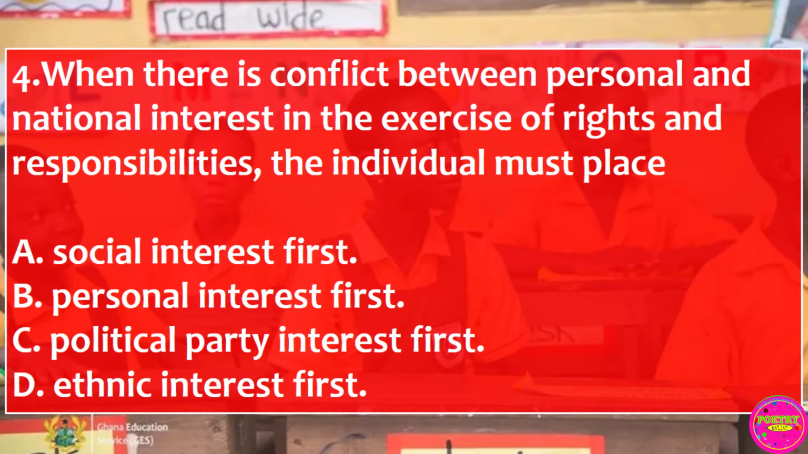Question 4. When there is conflict between personal and national interests in the exercise of rights and responsibilities, the individual must place A. Social interest first, B. Personal interest first, C. Political interest first, D. Ethnic interest first. The correct answer to this question is A. Social interest first.